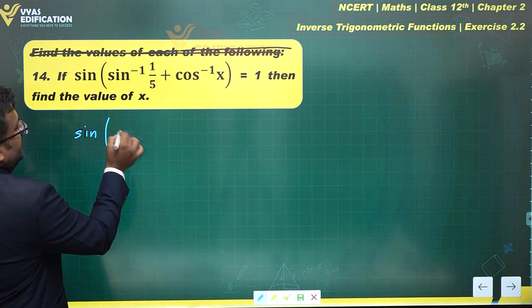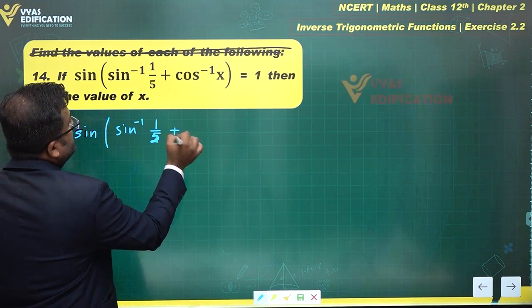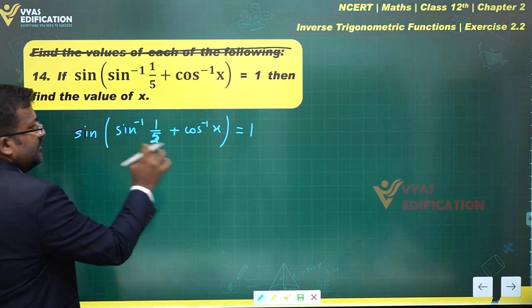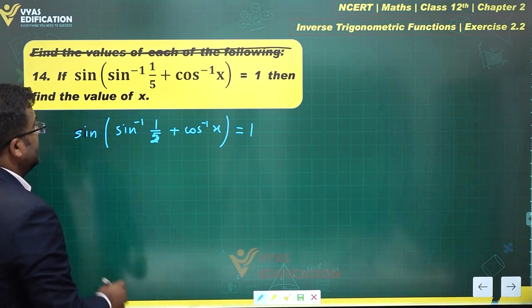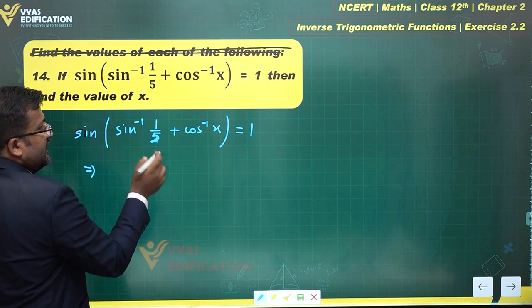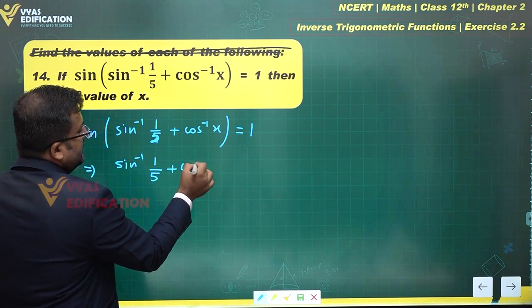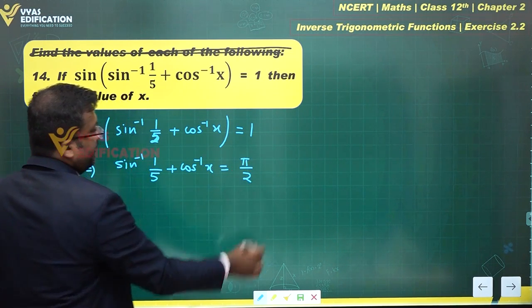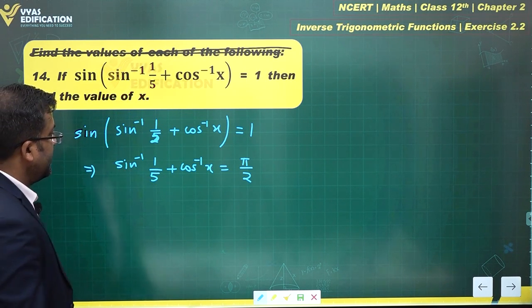First we'll solve this without worrying about anything. Sine of sine inverse 1 by 5 plus cos inverse x is equal to 1. If sine of something is equal to 1, we imagine principal values and we solve, right? Then this particular expression, sine inverse 1 by 5 plus cos inverse x, will be equal to pi by 2. Since we are looking at principal values, this will be equal to pi by 2.